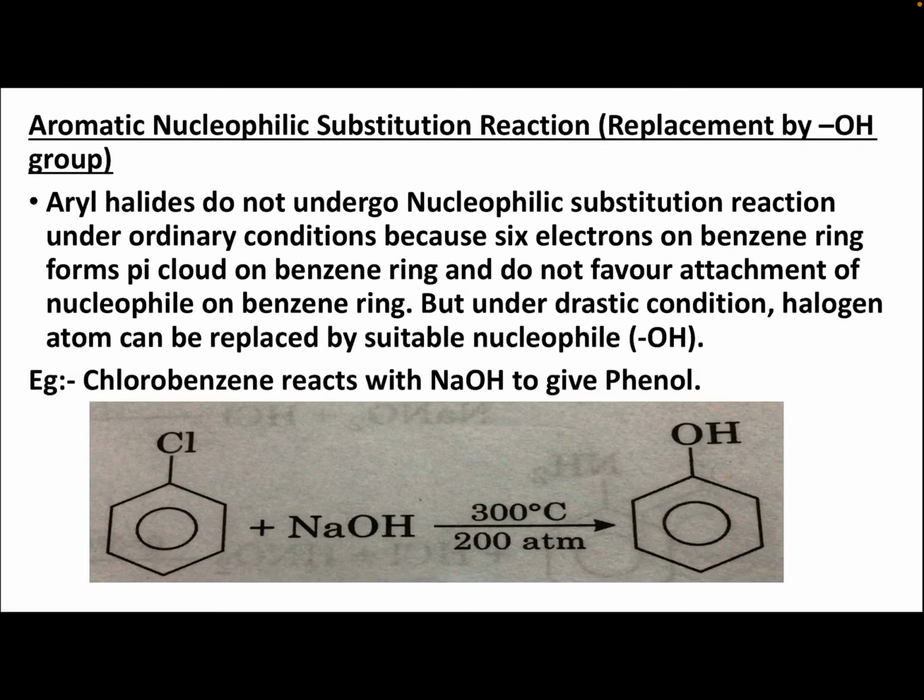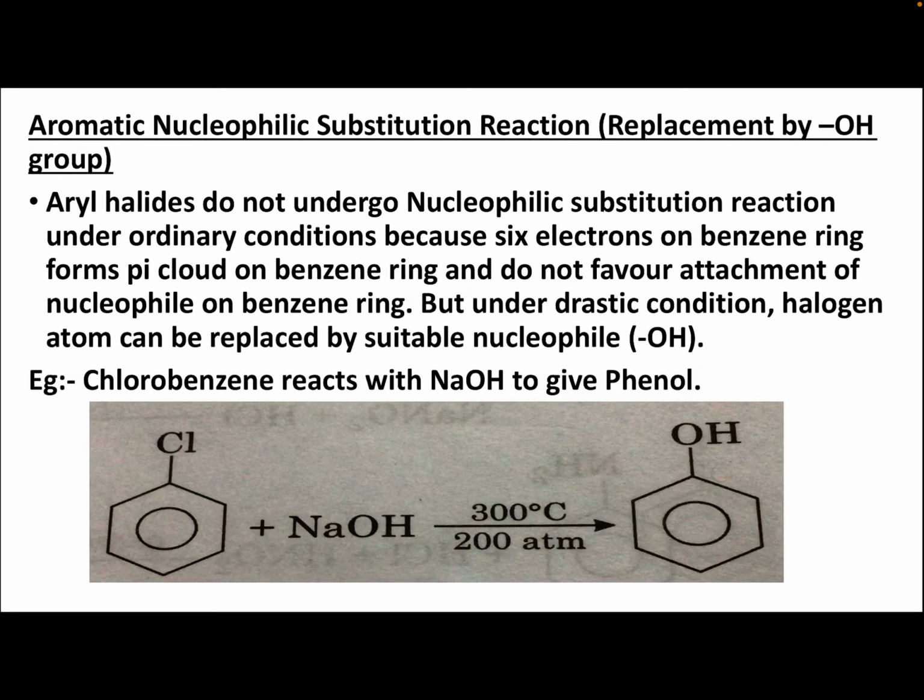Next, aromatic nucleophilic substitution reaction. In our course we have replacement by the OH group. Aryl halides do not undergo nucleophilic substitution reaction under ordinary conditions because the 6 electrons on benzene form a pi cloud on the benzene ring and do not favor attachment of a nucleophile on the benzene ring.